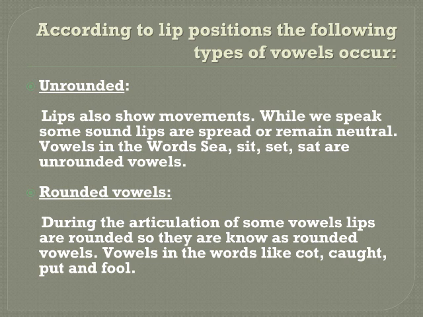In the case of rounded vowels, we have to remember that during the articulation of some vowels, lips are rounded, so they are known as rounded vowels. Vowels in the words like caught, put, and fool.